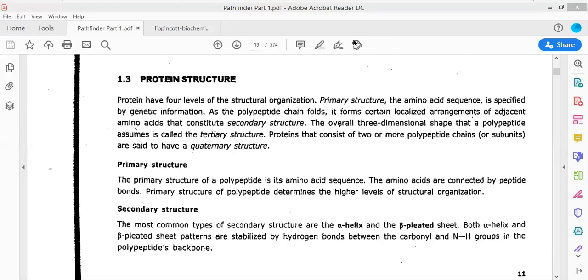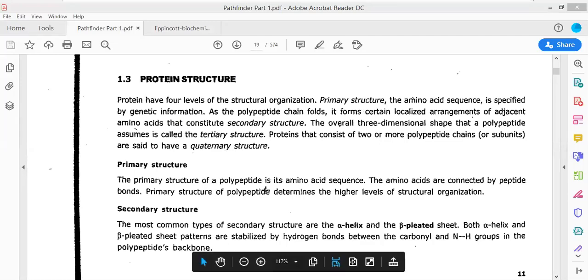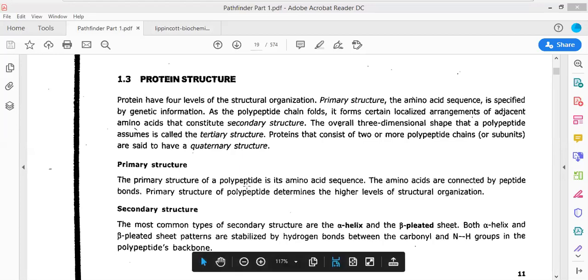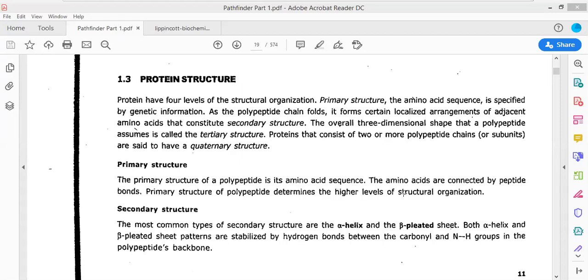The four levels of protein structural organization begin with the primary structure. The primary structure consists of a polypeptide made up of amino acid sequences linked together with each other, and this is referred to as the primary structure of proteins. The amino acids are connected by peptide bonds. The primary structure of the polypeptide determines the higher levels of structural organization in proteins.